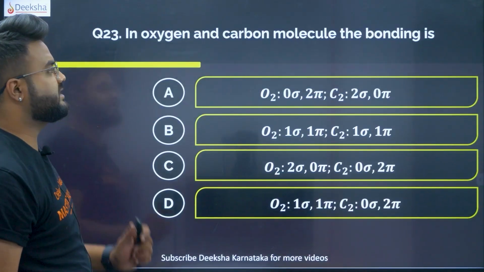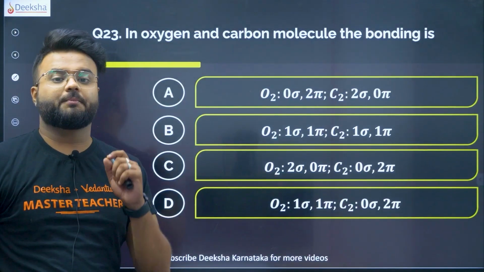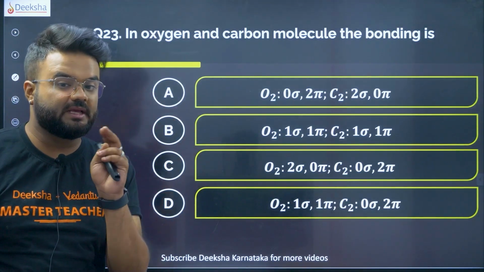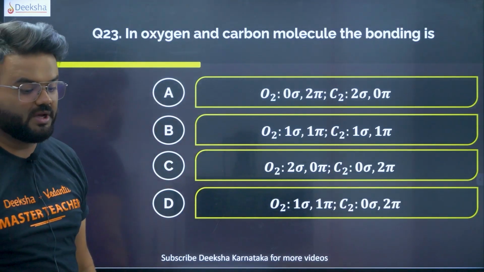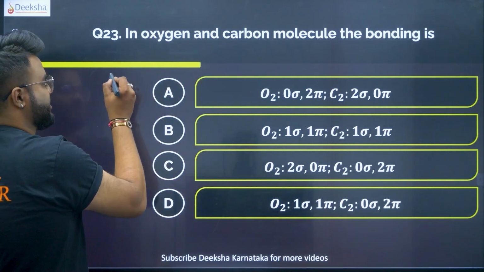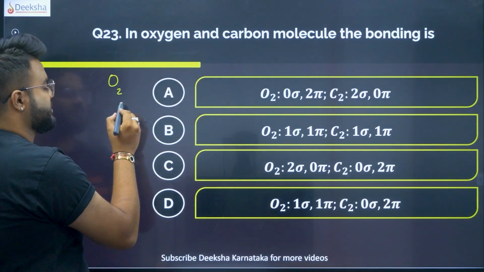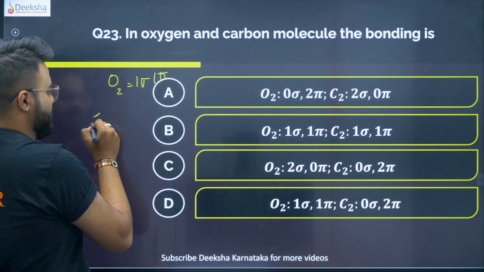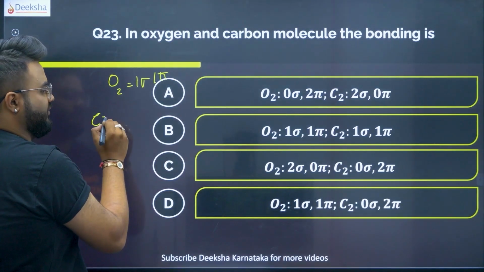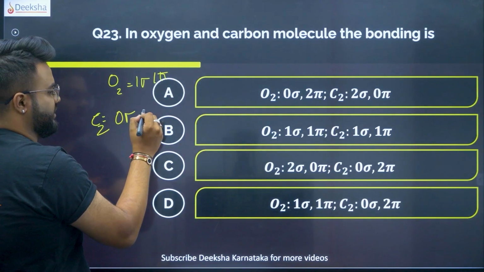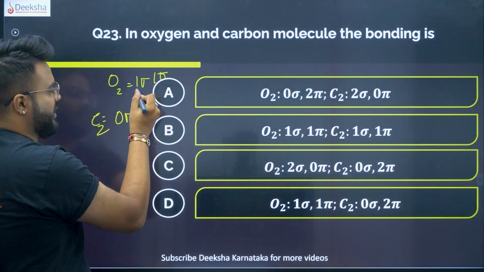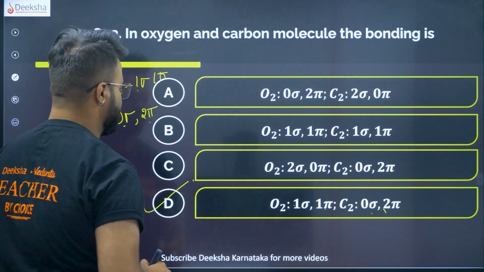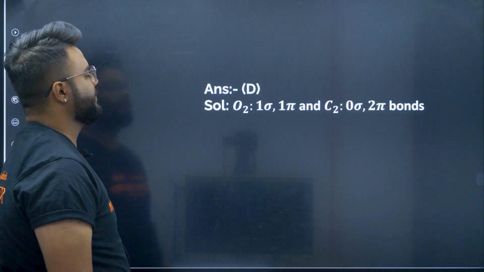Next, in oxygen and carbon molecule, the bonding is, what kind of bond is formed? So we know that in oxygen, everyone look at this. In oxygen, there will be one sigma bond and one pi bond. In carbon molecule, there will be 0 sigma bond, but there will be 2 pi bonds. Therefore, 1102, 1102. Therefore, your option D will be your correct answer.